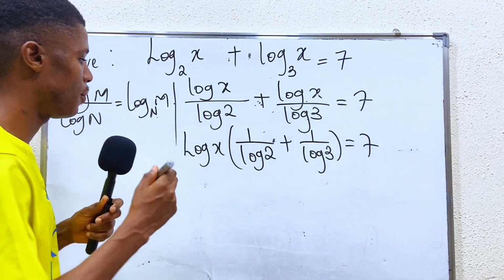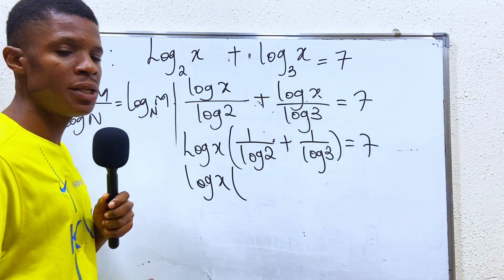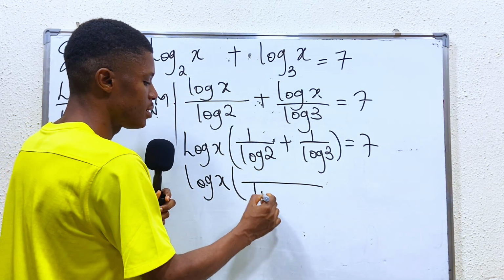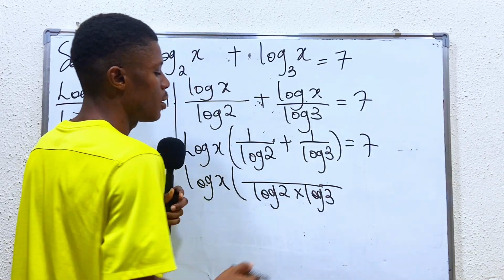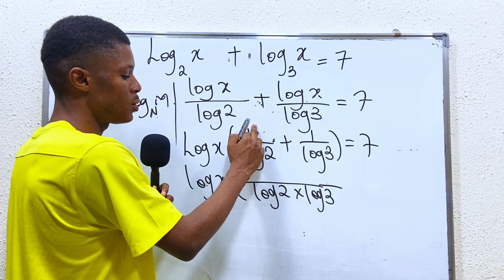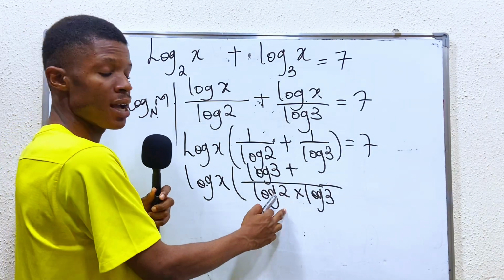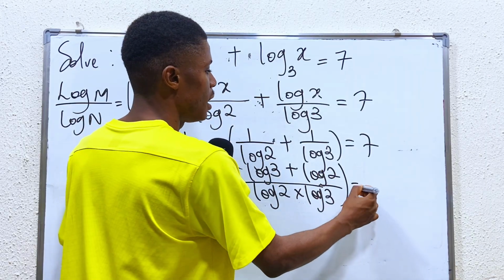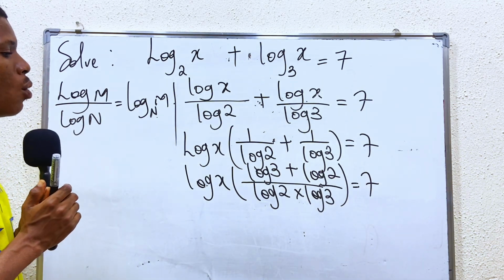Let's add this together. We have log of x, and the common denominator will be the product of the denominators, log 2 times log 3. When log 2 divides this, it cancels out log 2, and you are left with log 3 times 1, which is log 3. Then plus, log 3 divides the denominator, and you are left with log 2. And that's equal to 7. Nothing changed.